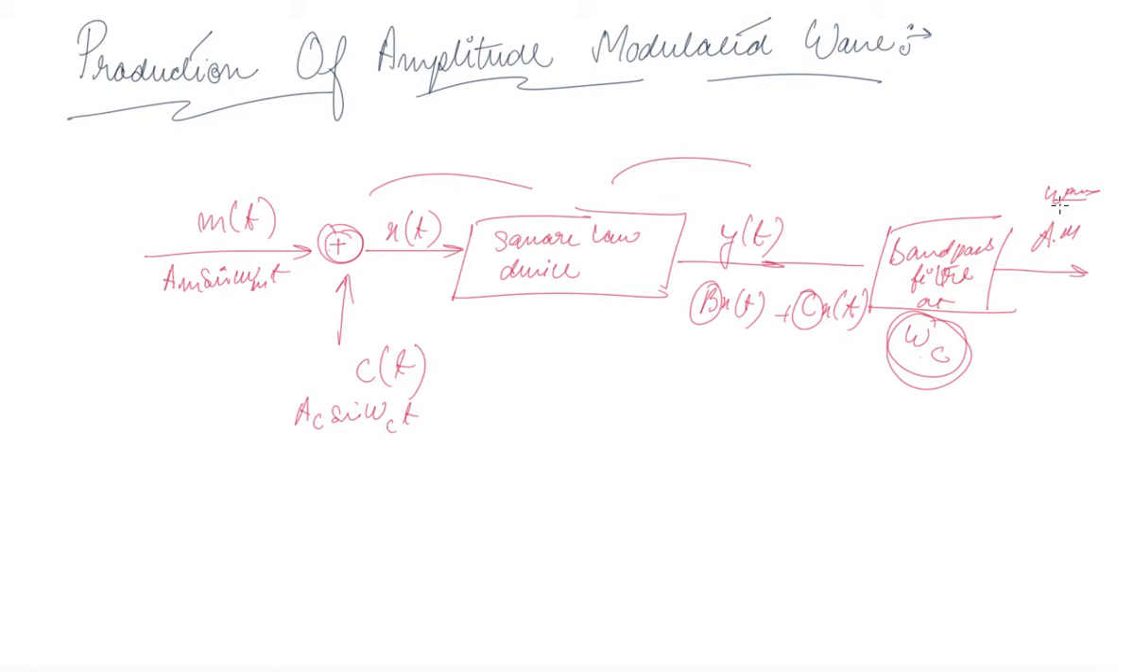So now let's look, this was the physical part: how these two signals are mixed together and then passed through the square law device, then a band pass filter where it filters, and finally the AM wave comes out.